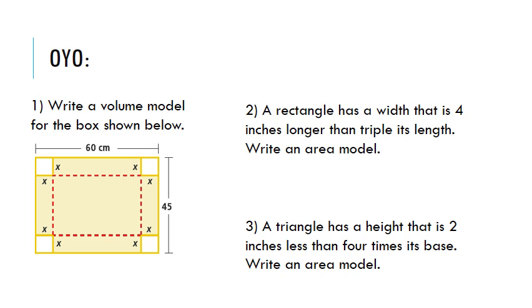Okay, so the rest of your homework assignment is to complete your 3 on your own, or OYO, problems. You want to first write a volume model for the box shown below. Given those dimensions, then you're going to find an area model for a rectangle and then an area model for a triangle. You're going to have to make sure you know how to find the area of a triangle for that one.